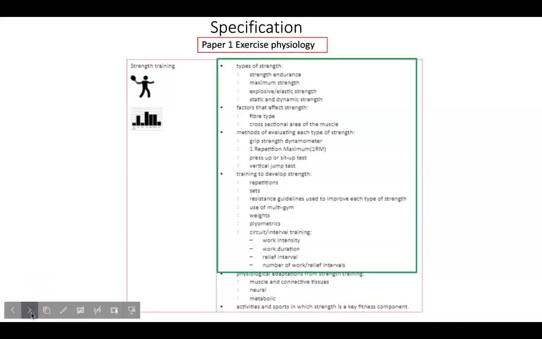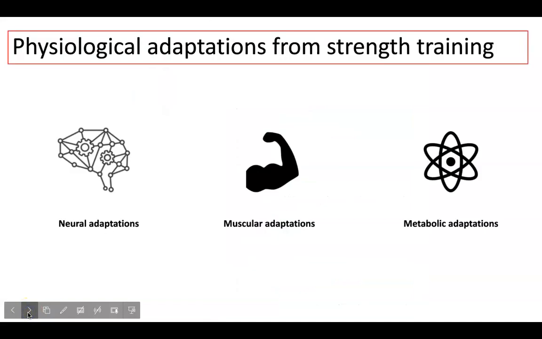So we have looked at types of strength, factors that affect strength, methods of evaluating strength, as well as training to develop strength. So the last little bit we need to look at now is physiological adaptations from strength training. We need to be looking at muscle and connective tissues, neural changes, as well as metabolic changes. So first of all, these are the adaptations that take place as I've just described. We are going to be going through neural adaptations, muscular and metabolic adaptations.